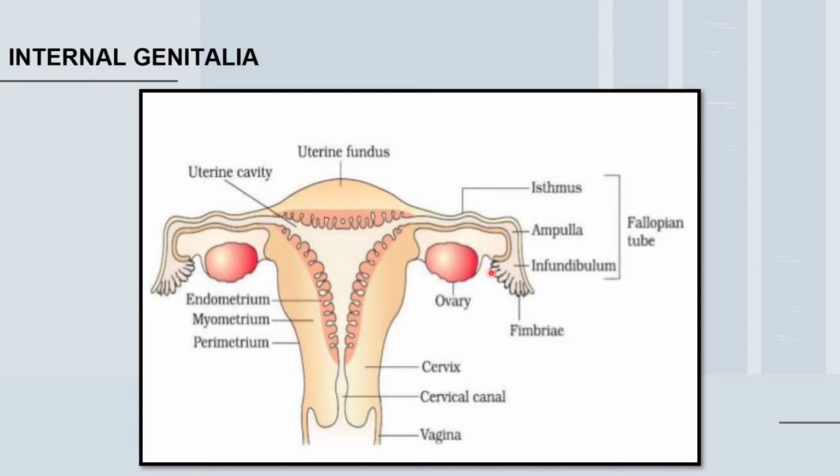After ovaries, the next part with respect to the internal female genitalia refers to the fallopian tube. The fallopian tube is also known as oviduct. The fallopian tube refers to the tube which actually extends from the ovary up to the uterus, and it actually opens up into the uterus. Oviducts or fallopian tubes are a pair of muscular tubes which are present above and on either sides of the uterus. They are around 10 to 12 centimeters in length.